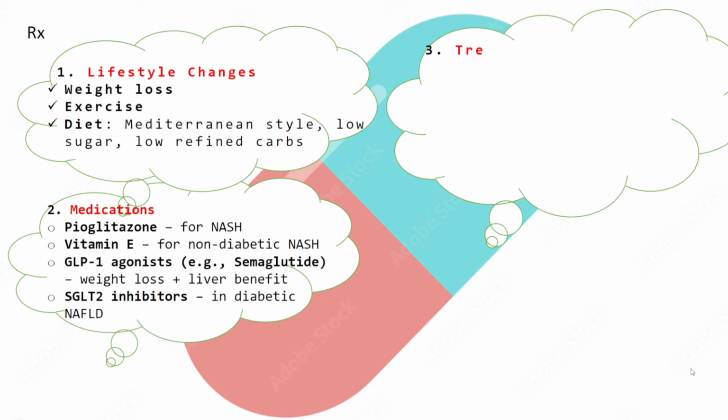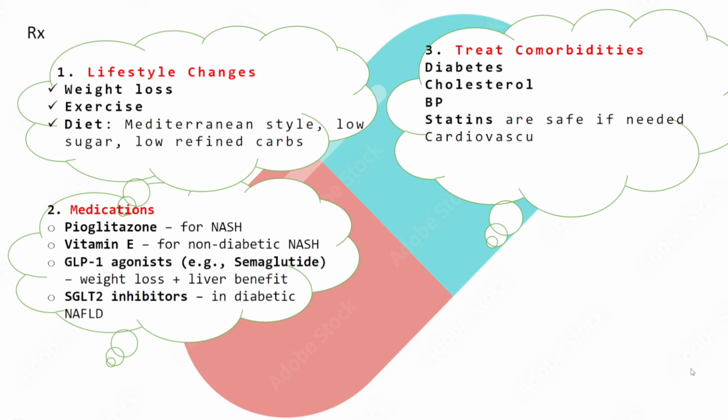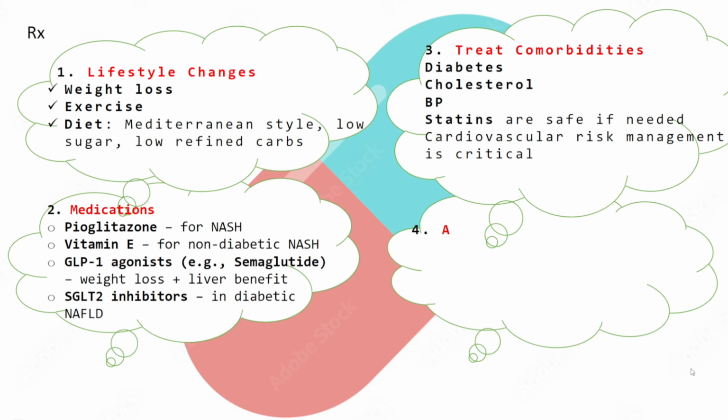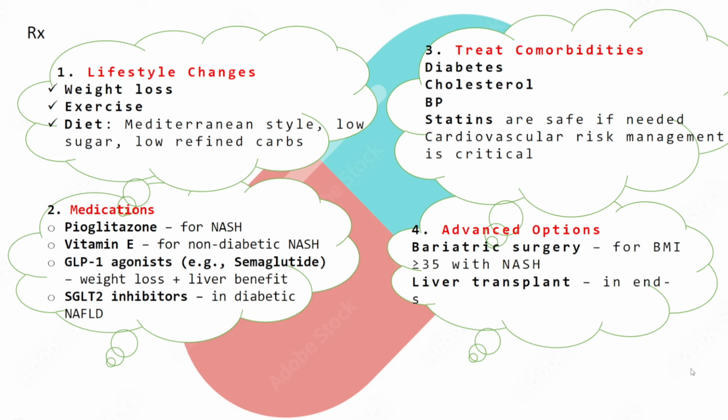Third, managing comorbidities. It's essential to control conditions like diabetes, high cholesterol, and blood pressure. If needed, statins are safe in NAFLD and should not be avoided. Also remember, cardiovascular disease is the leading cause of death in people with NAFLD, so heart health is a top priority. For advanced cases, options include bariatric surgery, especially in patients with a BMI over 35 and NASH. And in cases of liver failure or liver cancer, a liver transplant may be necessary.